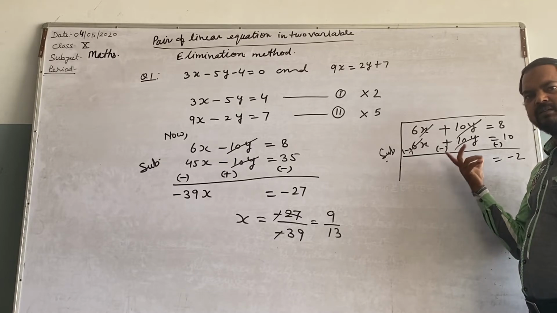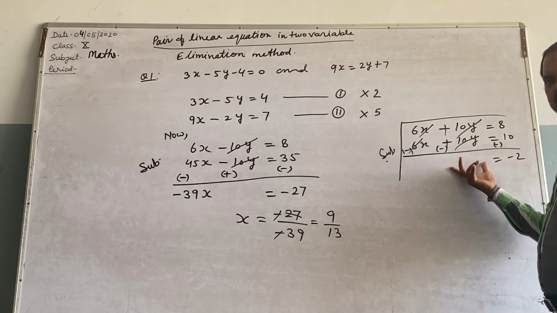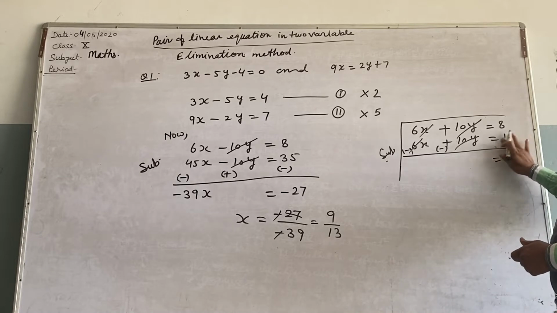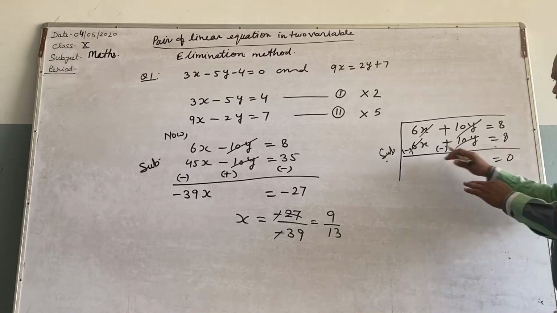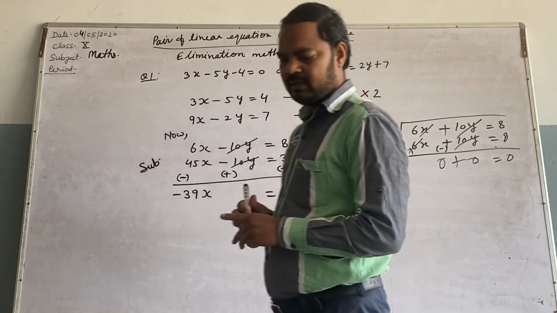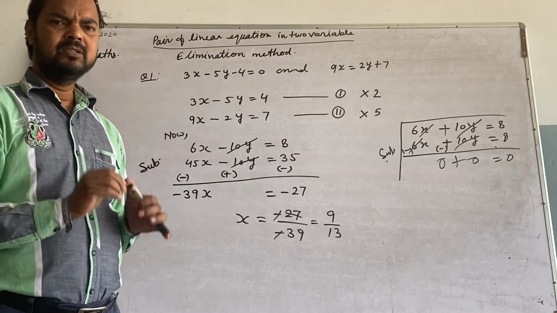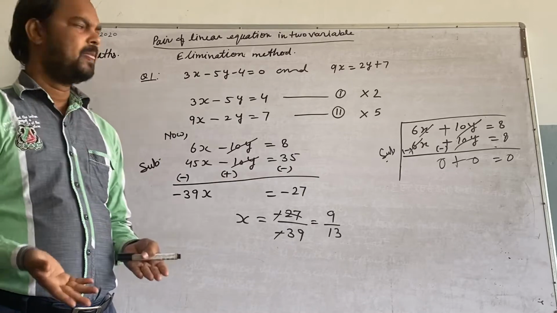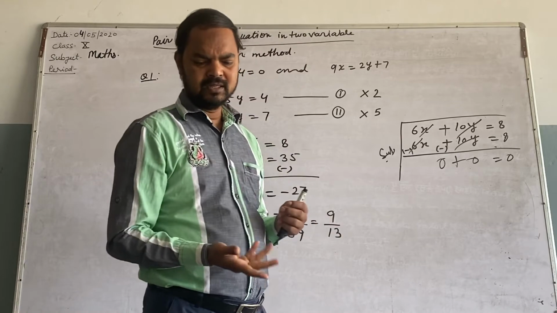It is inconsistent. It has no solution, it is inconsistent. Whenever you find a case like this, if all results become 0, then you can say that the pair of linear equations has infinitely many solutions. In no solution, you cannot find a solution. In many solutions, it is also consistent, but you cannot find a single solution.